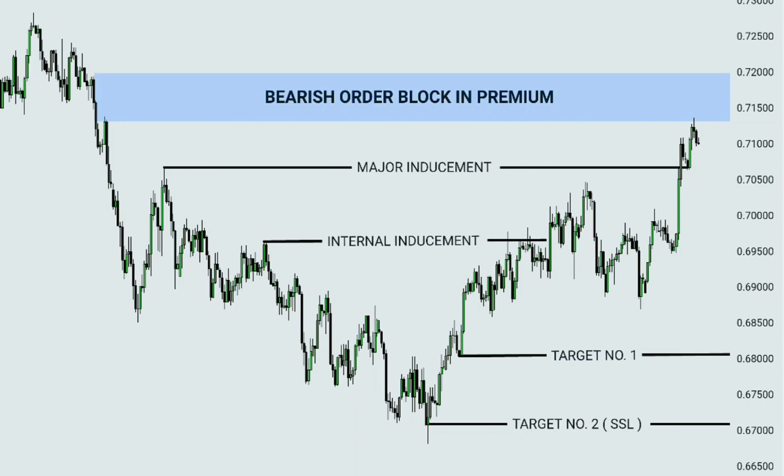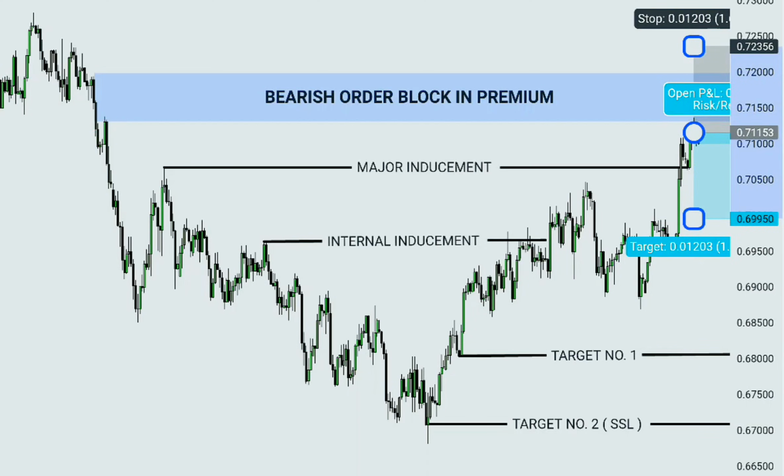Price typically moves from internal to external liquidity, not randomly. Understanding these targets helps traders manage expectations, define risk, and avoid emotional decision-making while staying aligned with market structure.